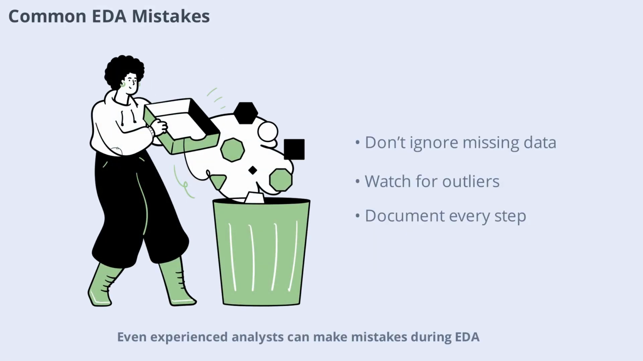Even experienced analysts can make mistakes during EDA. Common pitfalls include ignoring missing values, overlooking outliers, or failing to document changes. Being aware of these mistakes helps you avoid them and ensures your analysis is as robust as possible.